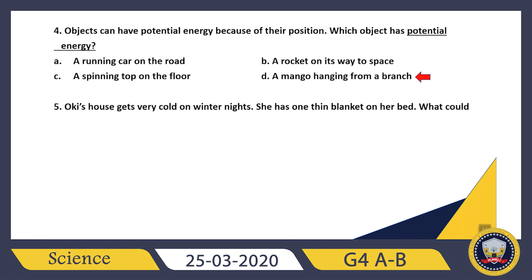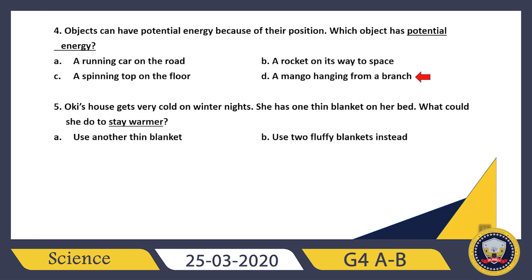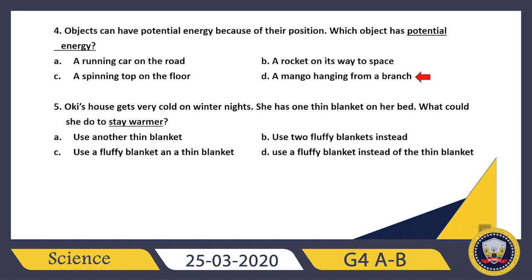Number 5. Oki's house gets very cold on winter nights. She has one thin blanket on her bed. What could she do to stay warmer? Let's see. Use another thin blanket, or use two fluffy blankets instead, or use a fluffy blanket and a thin blanket, or use a fluffy blanket instead of the thin blanket. Which one?